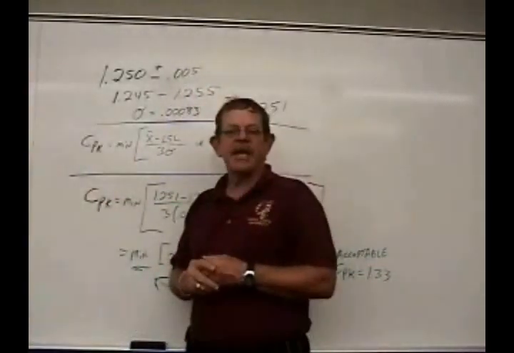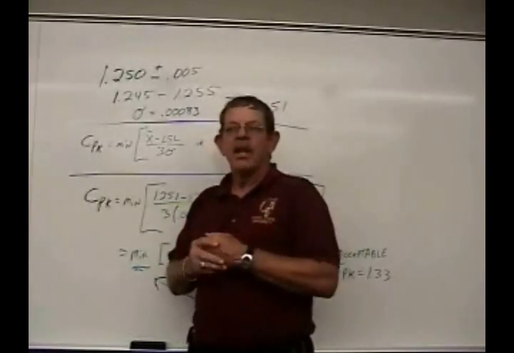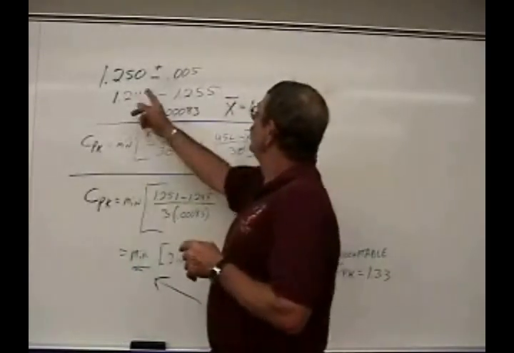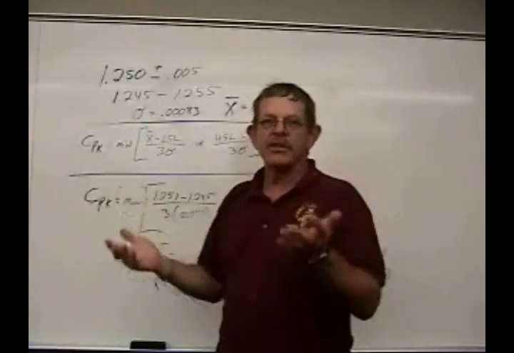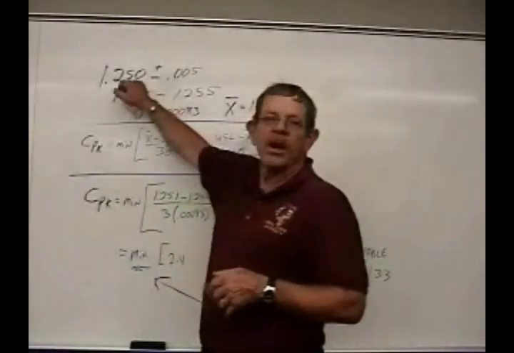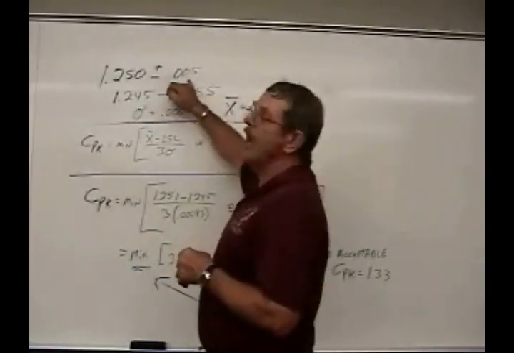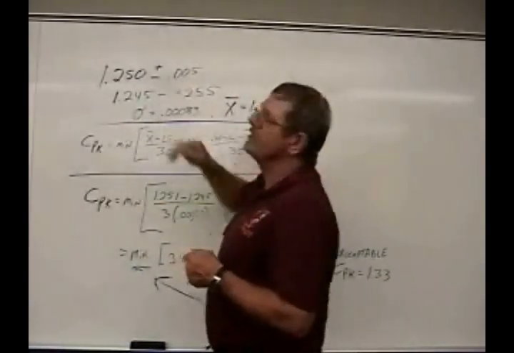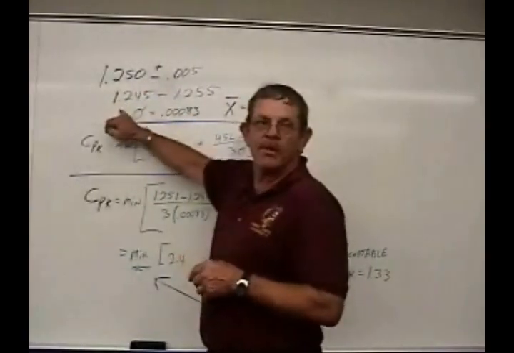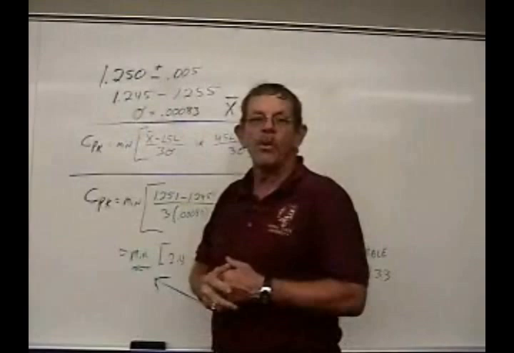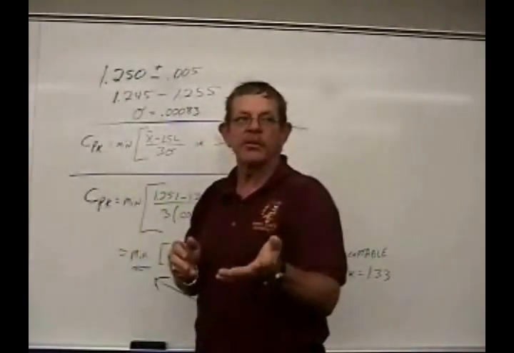CPK is very important. CPK stands for the process capability. And the way you figure that out is you have to know what your tolerances are. By the way, tolerances and spec limits are interchangeable. For instance, a product that the customer orders at 1.250 has a tolerance or spec limit of 0.005. So that means that this product could be anywhere from 1.245 to 1.255. And as long as that product was in that range, it's an acceptable product to the customer.